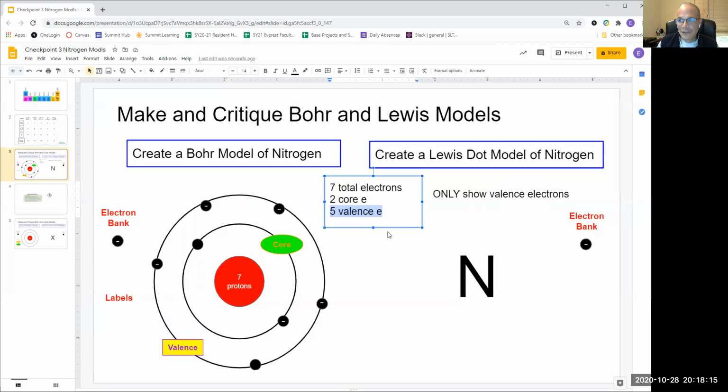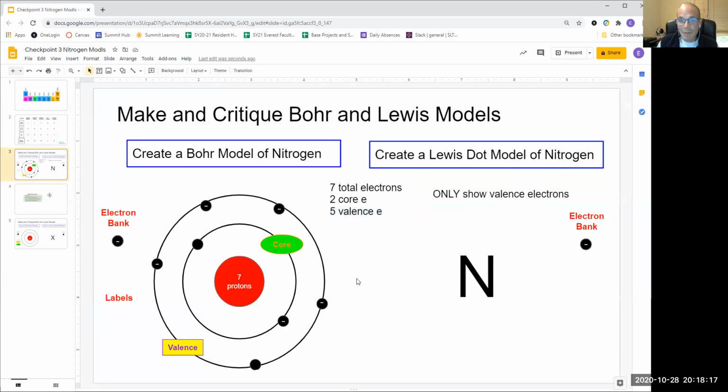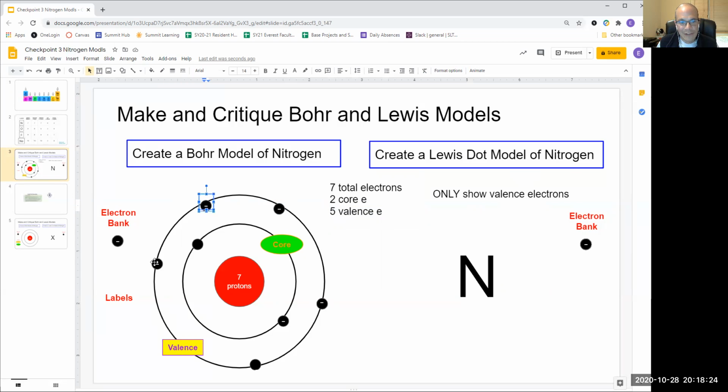So we know from the table that we looked at, and which we wrote down here, that we have 5 valence electrons. But also keep in mind, if you've already made the Bohr model, then you can also just count the number of electrons that you have in your valence ring. And here again, we have the 1, 2, 3, 4, 5 electrons, and those electrons are the only electrons that we put into the Lewis model.